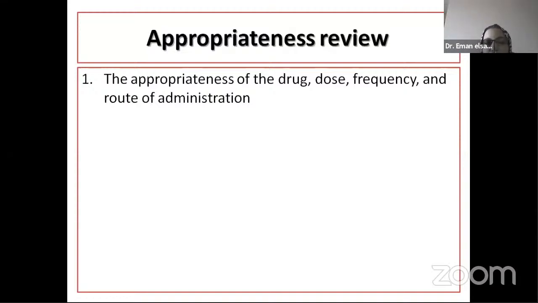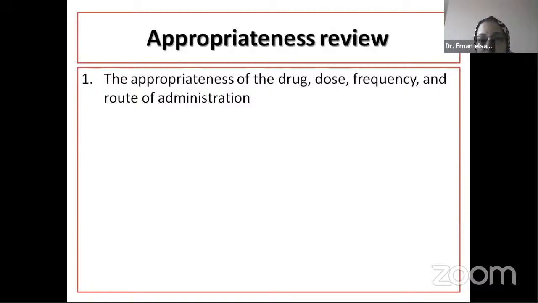What is the meaning of appropriate drug? Appropriate drug means right drug. So right drug means the drug written in the sheet or in the electronic medical record is the same medication in the hands of a nurse. Yes, this is during administration.